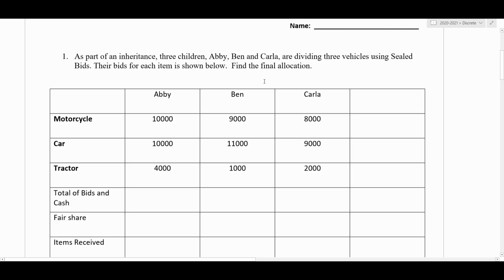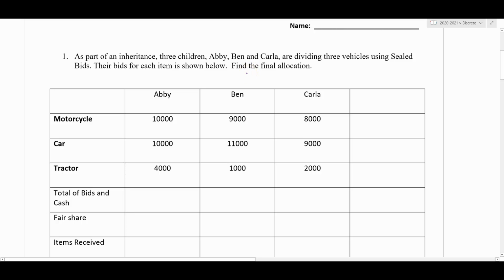Okay, so we'll read through this problem and see what we can do here. It says, as part of an inheritance, 3 children, Abby, Ben, and Carla, are dividing 3 vehicles using sealed bids. Their bids for each item is shown below. Find the final allocation.